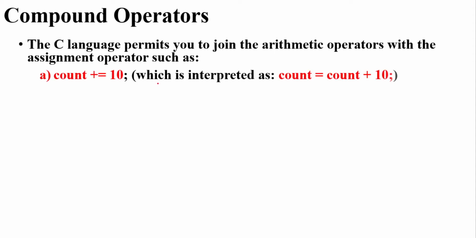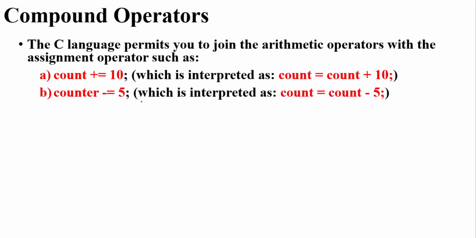Okay. So what does that mean? Compound operator. Whenever you want to write code like this, count equal to count plus 10, rather than writing it in this form, you can also write it in this form, count plus equal to 10. So remember, this operator here is known as compound operator. It is not only applicable for plus or addition, it can be used for subtraction, multiplication and division operations also. For example, counter minus equal to 5 can be read as counter equal to counter minus 5.